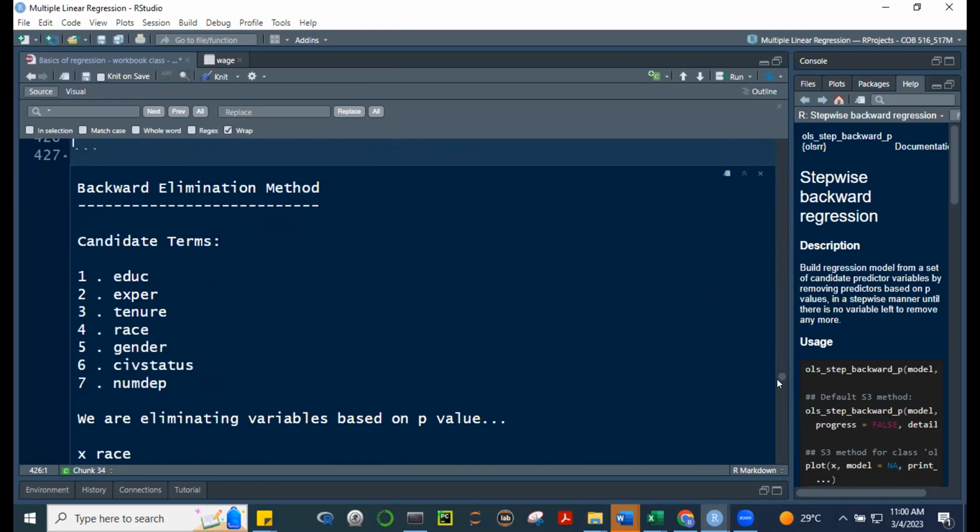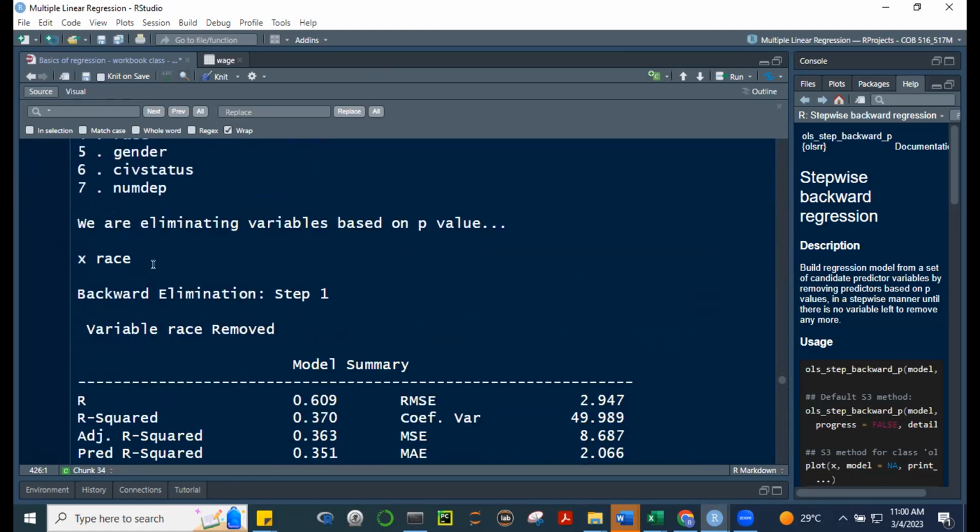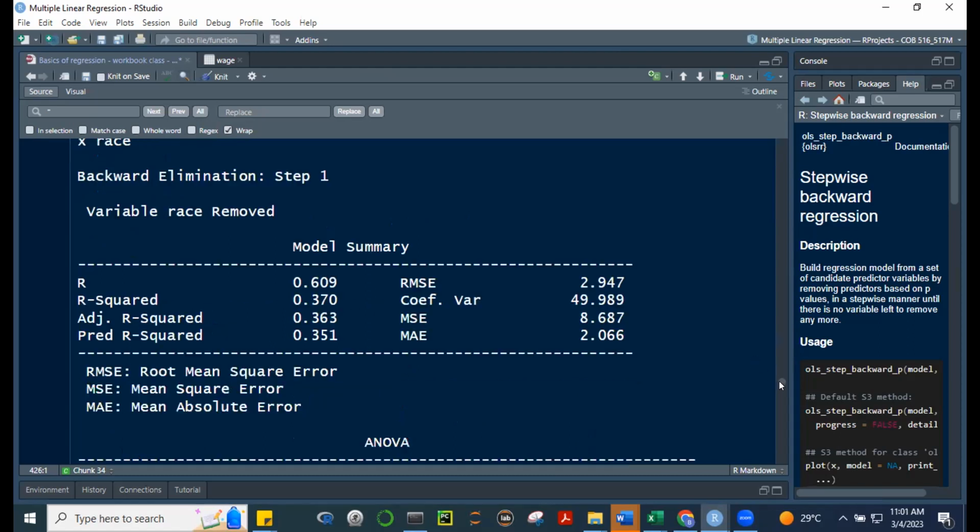So backward elimination, ito yung original natin, di ba? Pag backward elimination, you start with the whole model. And then the first one is to eliminate race. Di ba? Right? We are eliminating variables based on p-value. Isn't this the first, di ba ito yung unang variable na eliminate natin? Backward elimination step 1. So what happens when race is removed?